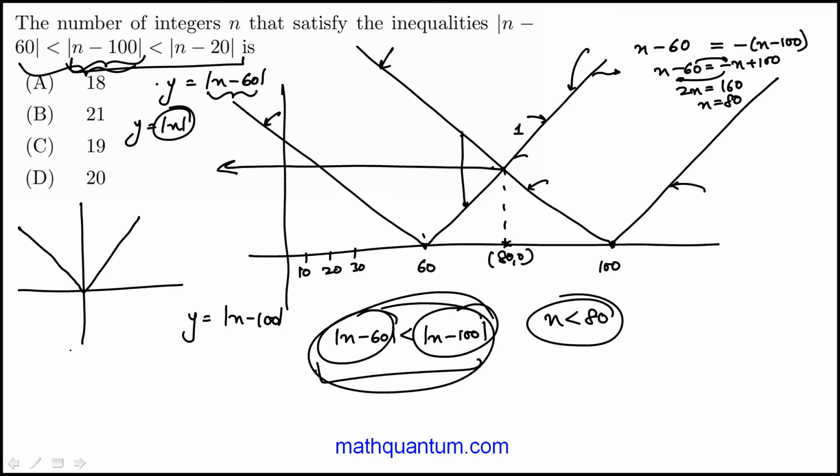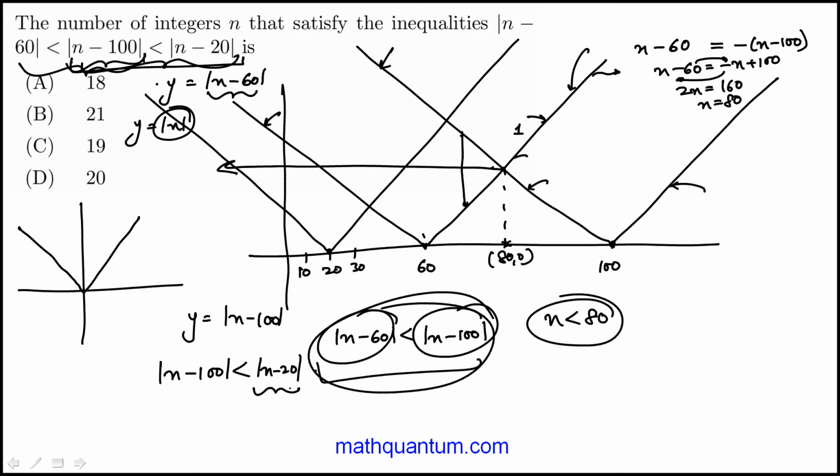Next, I'm going to do this part: absolute value of n minus 100 is less than n minus 20. So n minus 20 would be here. Again, these arms would be parallel. And so what we're looking for is where absolute value n minus 20 is greater than n minus 100. And you'll see that that happens from this point, because that's the n minus 100 arm, and here the function is above the absolute value n minus 100 part. So it's going to happen to the right of that point.